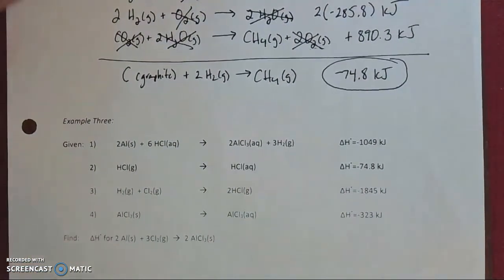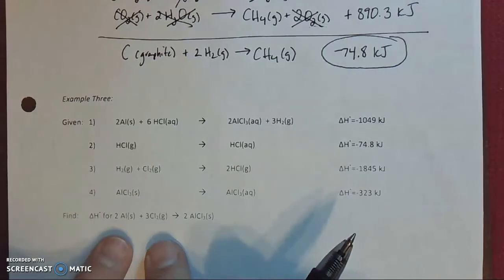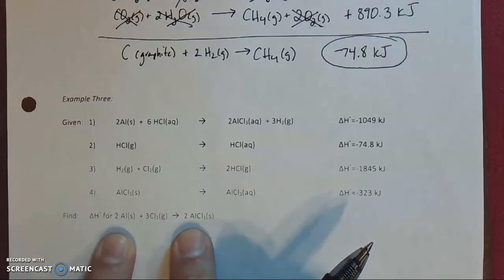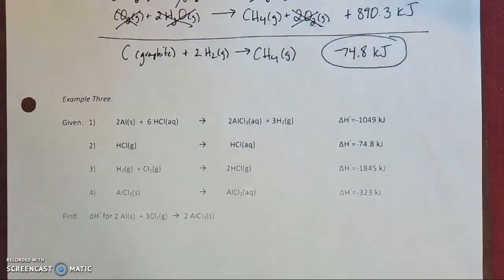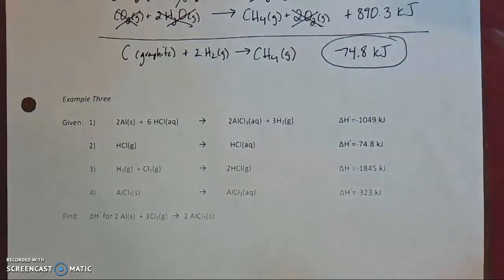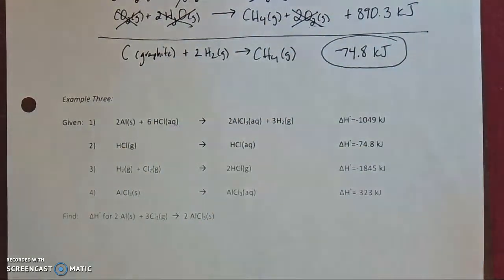Example number 3 is a little bit harder. Once we get into some of these, they can be rather lengthy. But again, if we follow the guidelines, we should be fine. So here is what we're looking for: 2 solid aluminums plus 3 gaseous chlorine molecules gives us 2 aluminum chloride solids. So if we look for aluminum, aluminum is only in one equation up here, and that is number 1. We need 2 aluminums on the reactant side, and wouldn't you know, we have 2 aluminums on the reactant side.